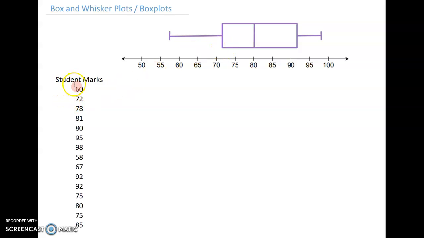So the first thing we need to do is take our student marks and order them from the highest to the lowest. So here we go. Now I've ordered the student marks from the highest to the lowest. And I'm going to get rid of this box plot so that we can recreate it.